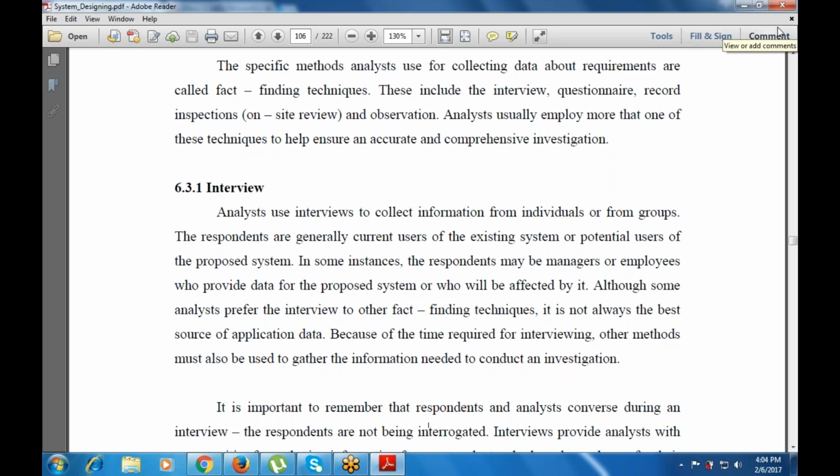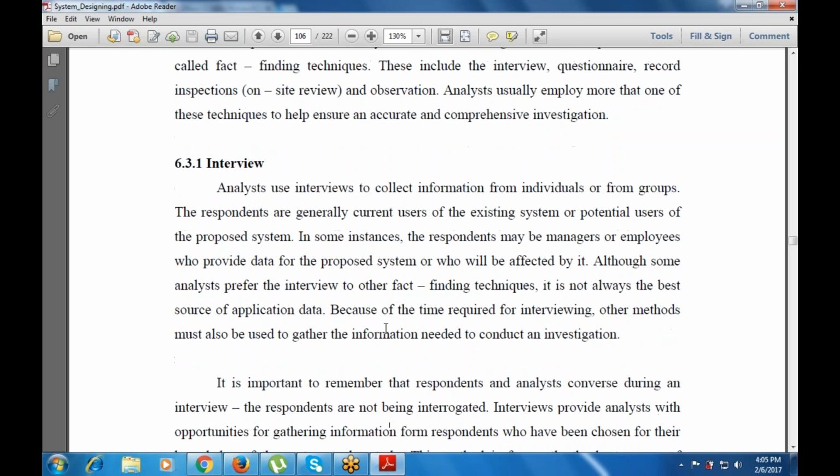For example, one is the interview, and one is the questionnaire. A questionnaire means we prepare the questions in a format, and the student or investigator, whoever the person is, has to fill in that questionnaire with various questions. Although some analysts prefer the interview as one of the best fact-finding techniques, it is not always the best source of application data. Because of the time required for the interview, other methods may also be used to gather information to conduct an investigation.